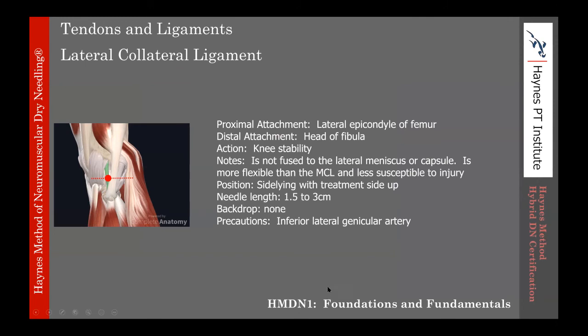Okay, so for the lateral collateral, the proximal attachment, I've done that. Needle length is going to be 1.5 up to 3 centimeters. 3 centimeters is not going to be needed as far as total penetrating depth; a 1.5 to 2 centimeter needle will be more than enough. No backdrop. If you land on bone either superiorly or inferiorly, there's nothing wrong with that. As we go a little bit further, you'll see that we do frequently needle into that soft tissue in the joint line for specific reasons.